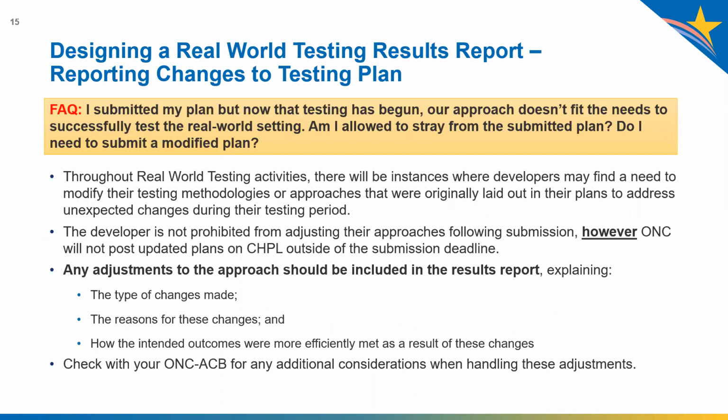All right, so I kind of went over this. This is an FAQ about reporting changes to the testing plan. I already sort of spoke to that. Just want to point out in the third bullet that the results report template is going to prompt you to describe the types of changes that were made, the reasons for the changes, and how the intended outcomes were more efficiently met as a result of these changes, okay?